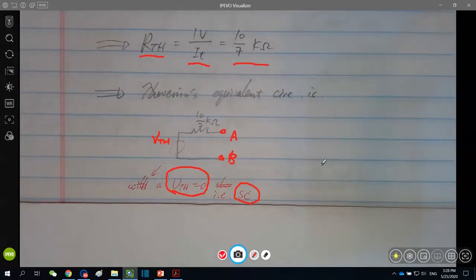It's also interesting to think of the Norton equivalent circuit. What does it look like? Exactly the same. Because the current source now is 0, meaning open, in parallel with this 10/7 and then feeding terminals A and B. You can tell this is nothing but the same circuit as Thevenin. This is the solution for example 3.